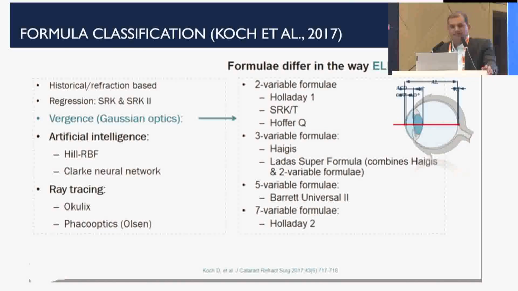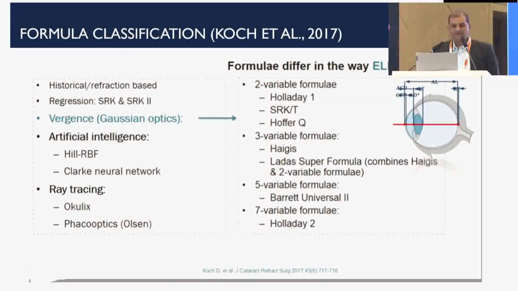So the variables, like in a third generation formula, are axial length and keratometry, and the Haigis formula and the Ladas formula using the anterior chamber depth, or Barrett Universal 2 was considering two more variables like lens thickness and white to white, and Holladay 2 was considering the edge factor and the preoperative refraction factors. Then artificial intelligence comes into place. The Hill RBF is based exclusively on artificial intelligence, but so many other formulas are coming up which are incorporating the theoretical model along with artificial intelligence.